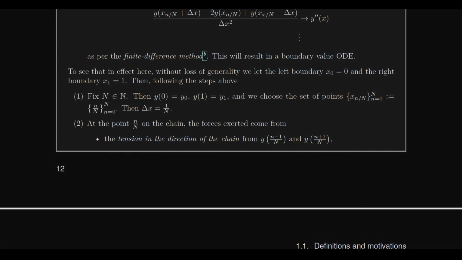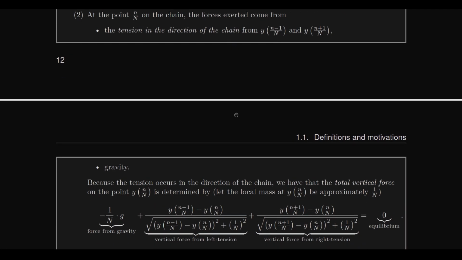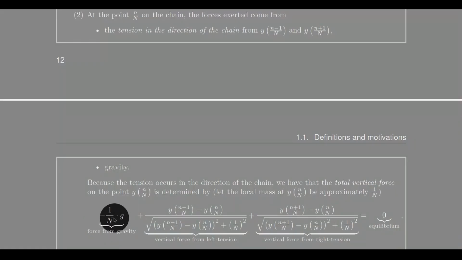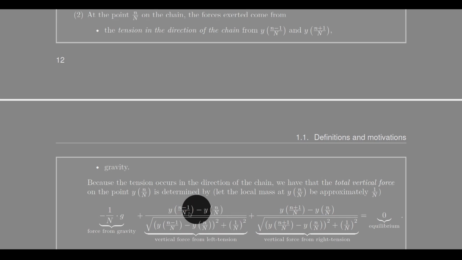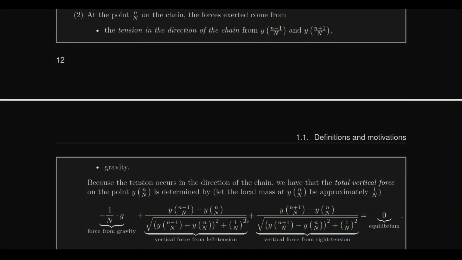And if we do that both to the left and to the right, then we end up with here our force from gravity, because the local mass is proportional to the amount of the chain that we're looking at. And we're looking at 1 over n amount of the chain. We're looking at the force from the left tension here. We're looking at the force from the right tension here. And so here's where you can see these ratios of the vertical side of the triangle to its hypotenuse, and the vertical side of the triangle to its hypotenuse. So these are the tension forces that show up. And then we have our force from gravity.